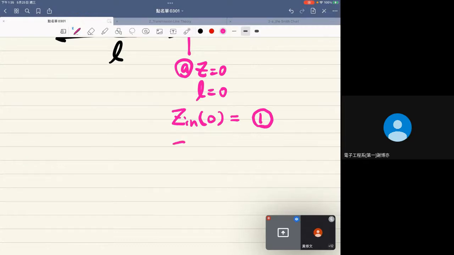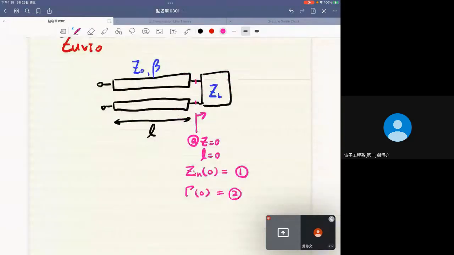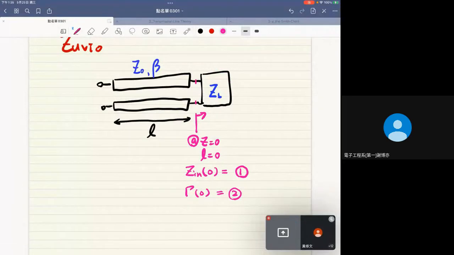And what is gamma at 0? This is the second answer. Answer these two questions using ZL and Z0. Okay, 1 and 2. These two questions are easy, but I want more.